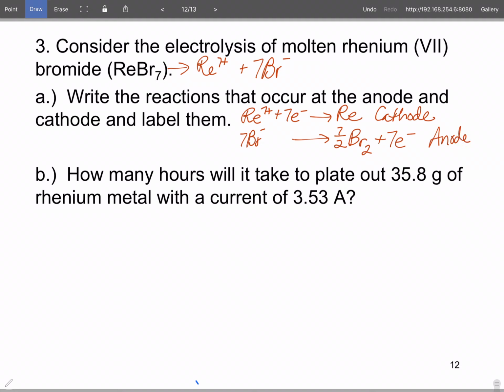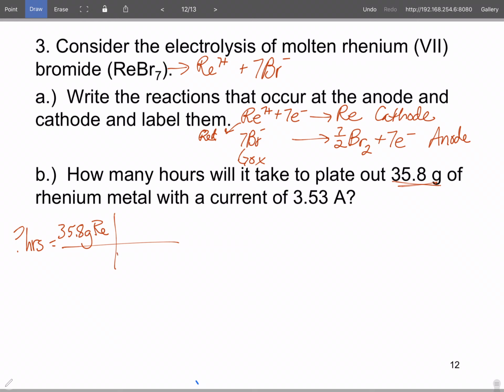If you were to work this and use an even number of bromines, I wouldn't have a problem with that. But remember, this is oxidation, so it goes at the anode, and rhenium is reduction, so it goes at the cathode. Now, the question on this one is how many hours? So this one we're going to work in reverse, and we're going to start with the amount, which in this case is the grams.